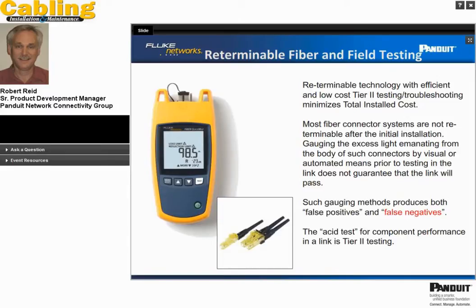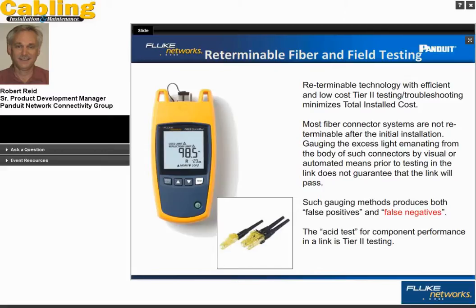Last slide. Again, just reinforcing the value of reterminable testing. This is the ultimate combination: to have a reterminable connector that minimizes wastage, not having to cut off connectors. And again, Tier 2 testing goes immediately to the source of the error and precludes these connectors being cut off in error, so minimizing expense.